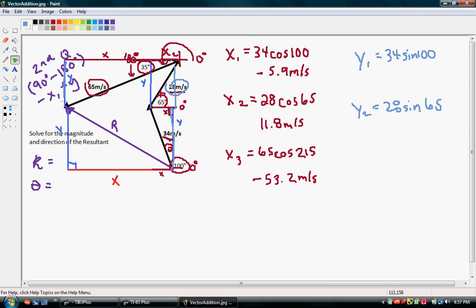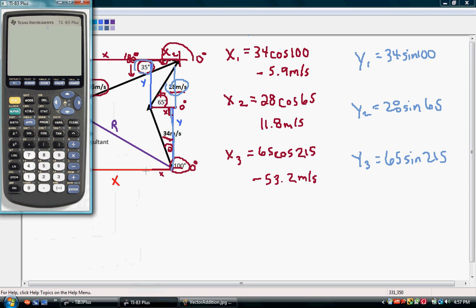And then we can figure out how far down our third vector went, so our y should be negative, by doing 65 sine 215, which is the total measurement, not just the angle we were given right in here. So we're going to plug those three in to find our y displacement.